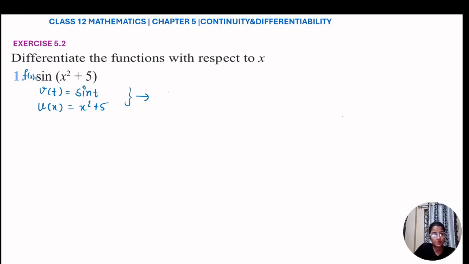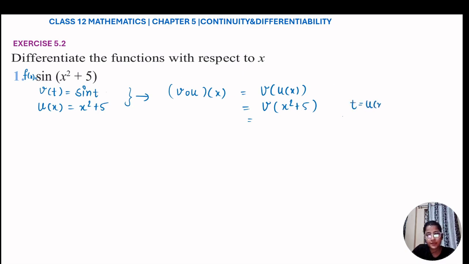I'm explaining the first question in detail, how you should do it. Your v composition u of x will be v of u of x. How do we write the composition? u of x is nothing but x square plus 5, and in v of x square plus 5, your t value is nothing but u of x, which is x square plus 5. Remember this, we will use it ahead. Name this as 1.